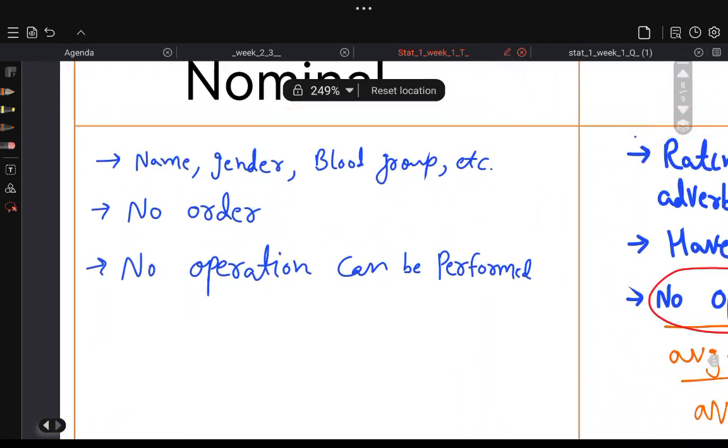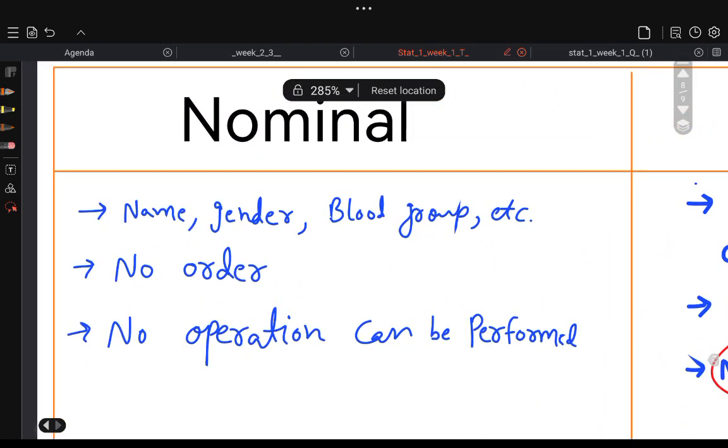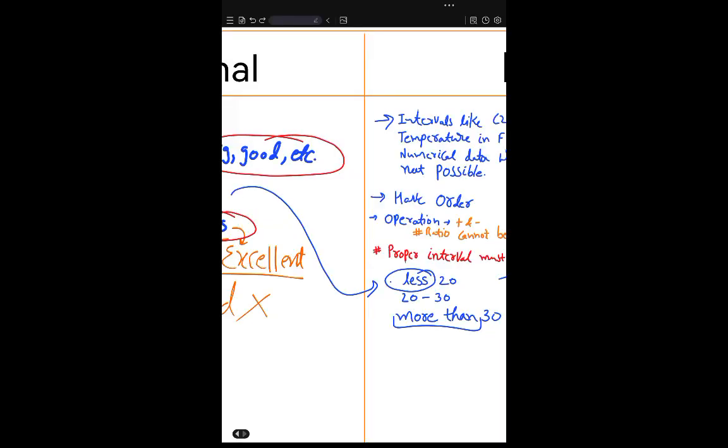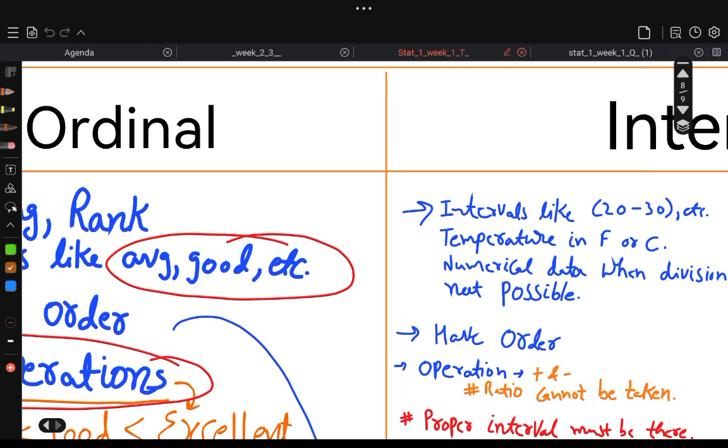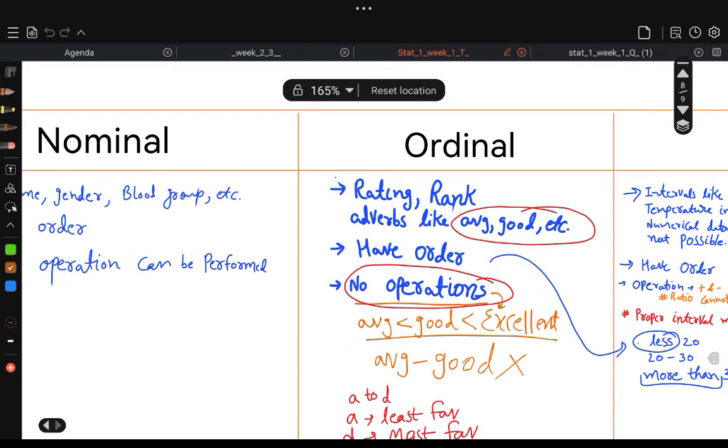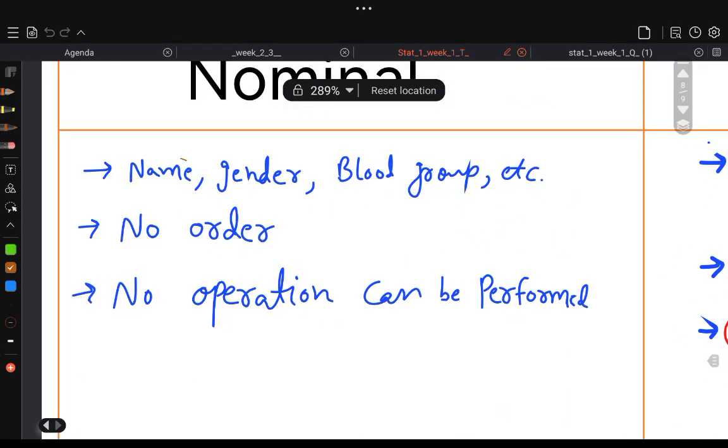So basically there are four types of scale. First one is nominal. Nominal scale considers variables like name, gender, blood group, etc. These have no order and no operation can be performed, right? See, how can you perform operations on names? I mean arithmetic operations. Can we perform any arithmetic operation on a name? We cannot add name to gender, right?